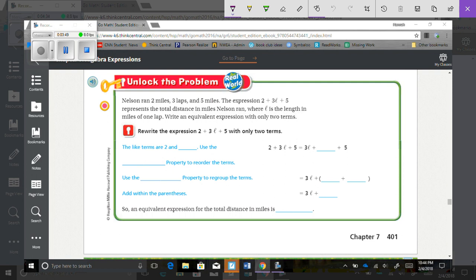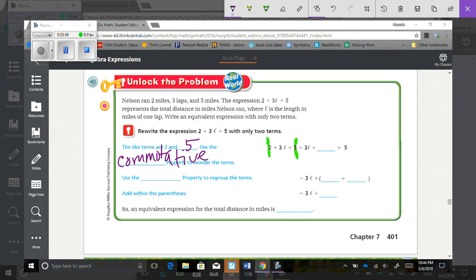So we're going to rewrite the expression. The like terms are 2 and 5. Okay, they are 2 and 5 because they don't have a variable. So that means those are alike. So we're going to use the commutative property to reorder the terms, okay? Because if we're adding them all up, it doesn't matter what order they're in.